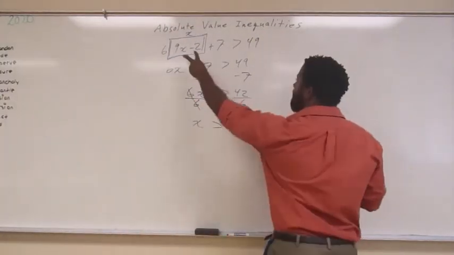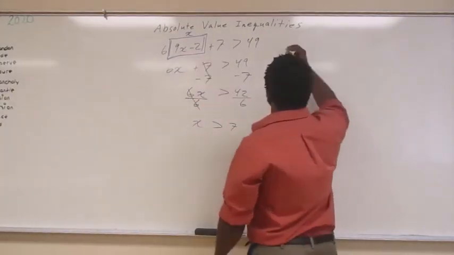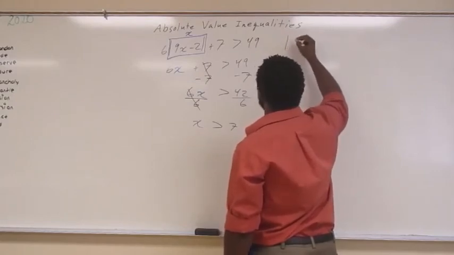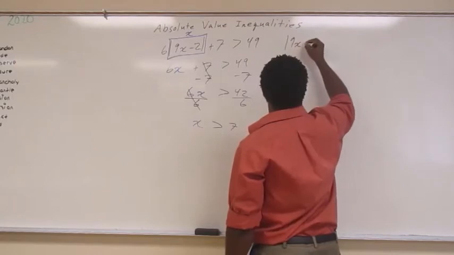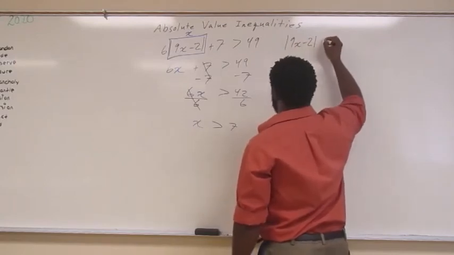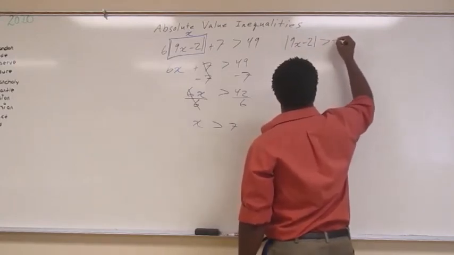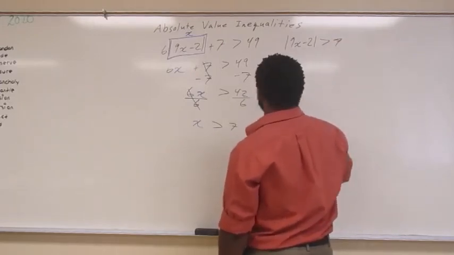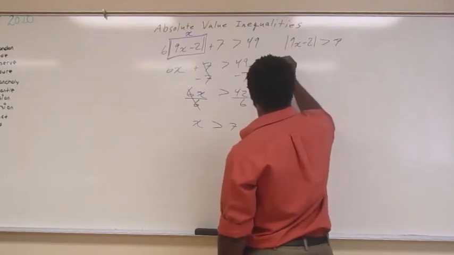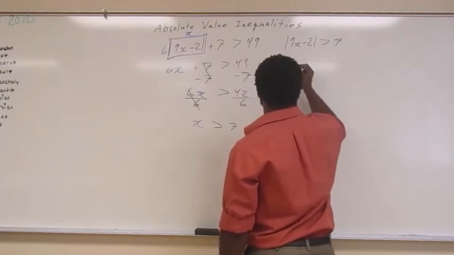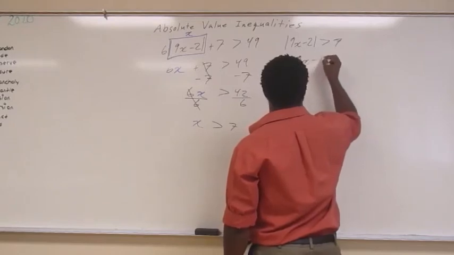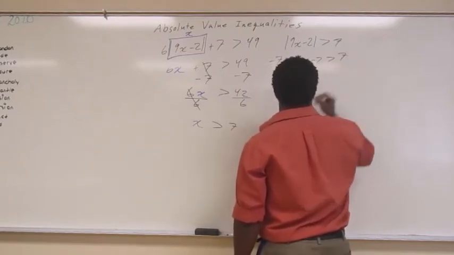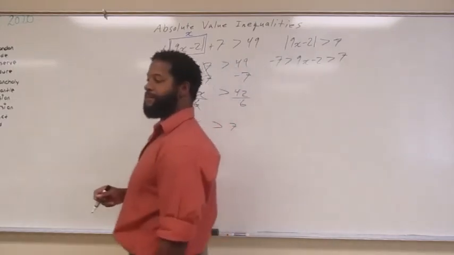Let me make this up here. Let me take this out the box now. So now we have the absolute value of 9x minus 2 is greater than 7. Take the opposites. Negative 7 is greater than 9x minus 2, which is greater than 7. Okay?